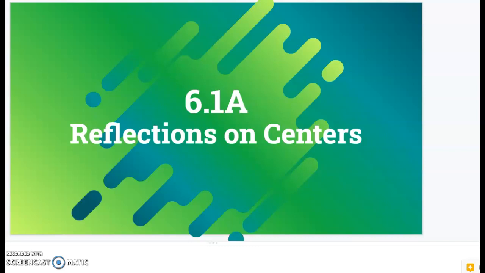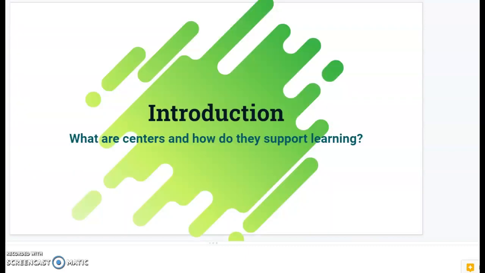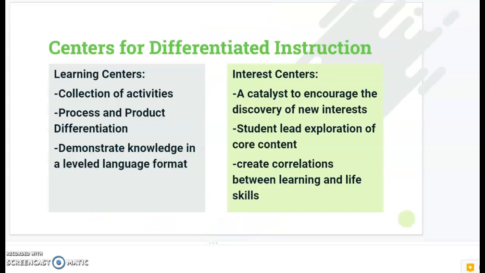I am doing a recording for my 6.1a Reflections on Centers Involving Differentiation for my Wilkes online course. As far as my introduction, I'm going to focus on what are centers and how do they support learning.